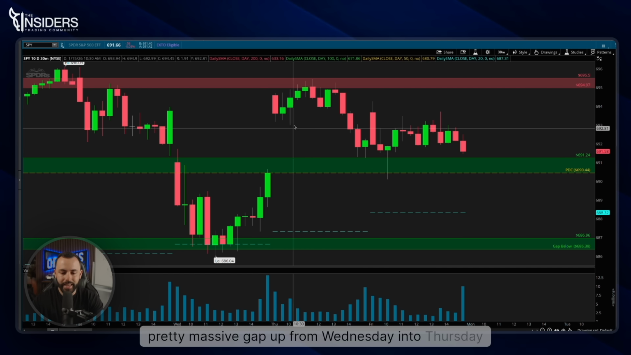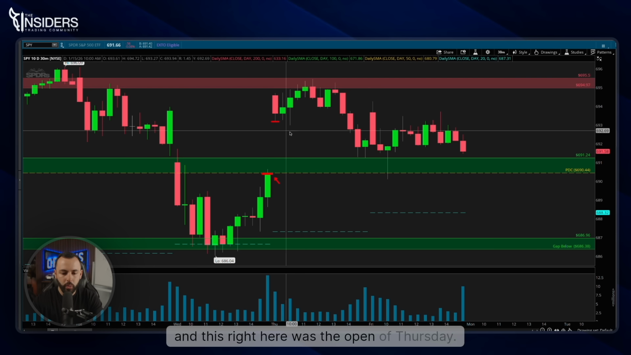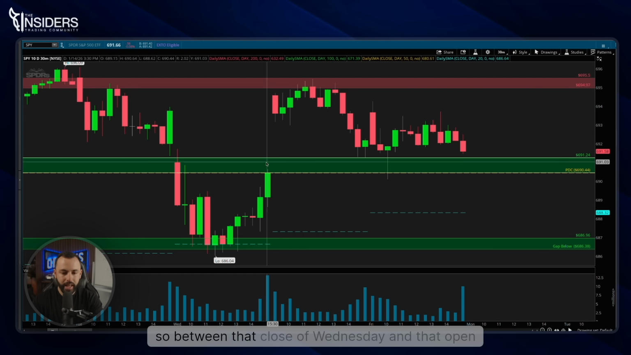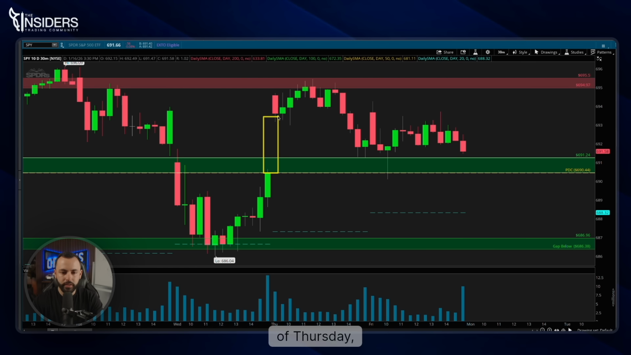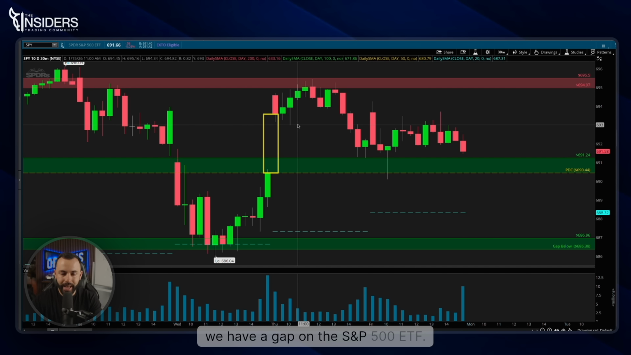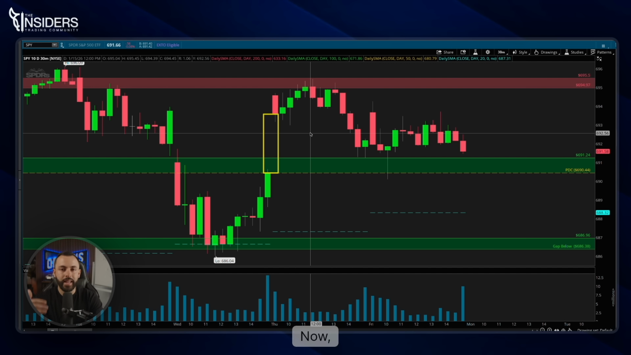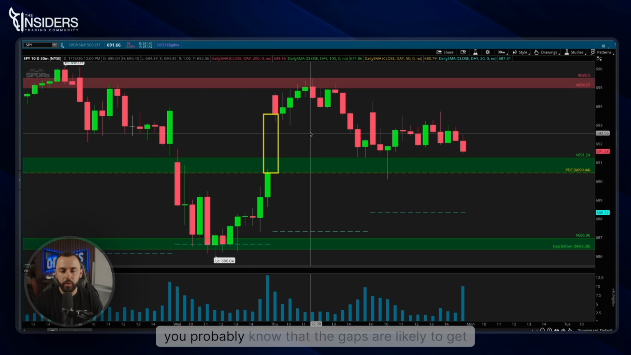And so right here, we can see that the market had a pretty massive gap up from Wednesday into Thursday of this week. We can see that this right here was the close of Wednesday, and this right here was the open of Thursday. So between that close of Wednesday and that open of Thursday, we have a gap on the S&P 500 ETF. Now, if you guys know the markets, you probably know that the gaps are likely to get filled.